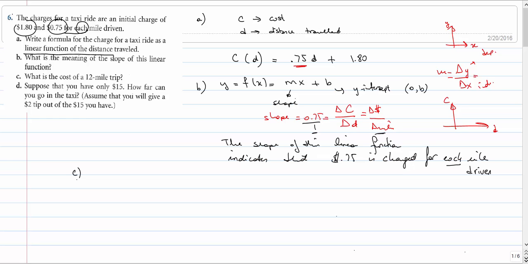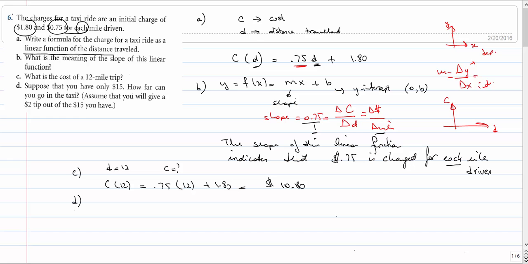C, they're asking what is the cost of a 12-mile trip? If D is 12, what is the cost? So my D is 12, so C of 12, that's the question. So 0.75 times 12, plus 1.8 gives you $10.80.